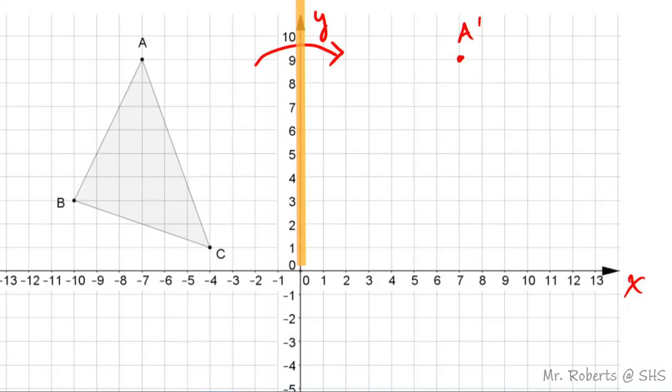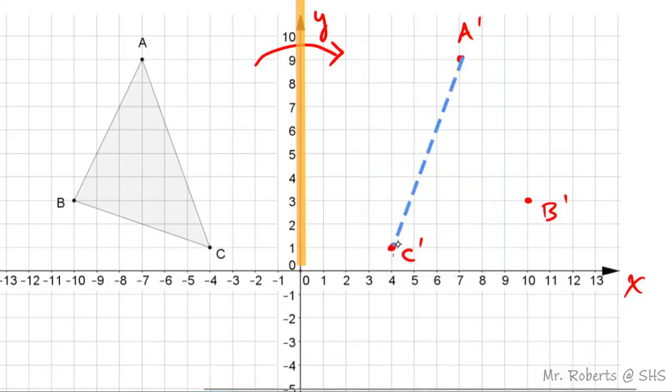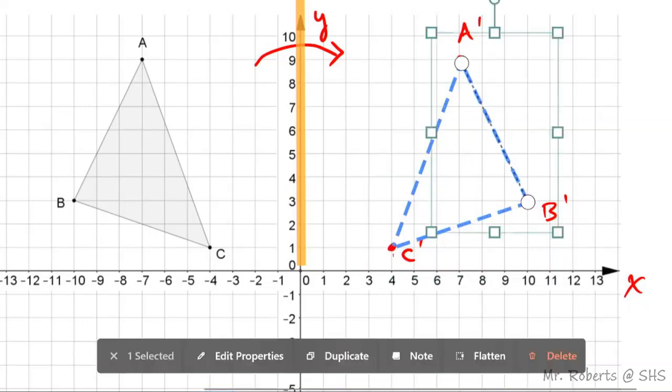-4 is going to become a +4 for C. This is going to be C prime. And -10 is going to go to +10, and B was up at 3. So my y values aren't changing at all. This is going to be B prime. What is changing are the x values. The x values are actually just becoming the opposite of what they were. So I guess I'll just connect these. Oh, I didn't want that to be a dotted line. Oh well, I got a dotted line. I'll deal with it. There we go.